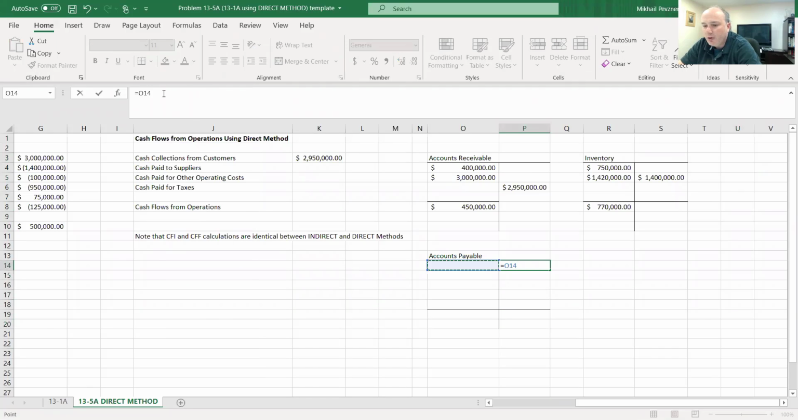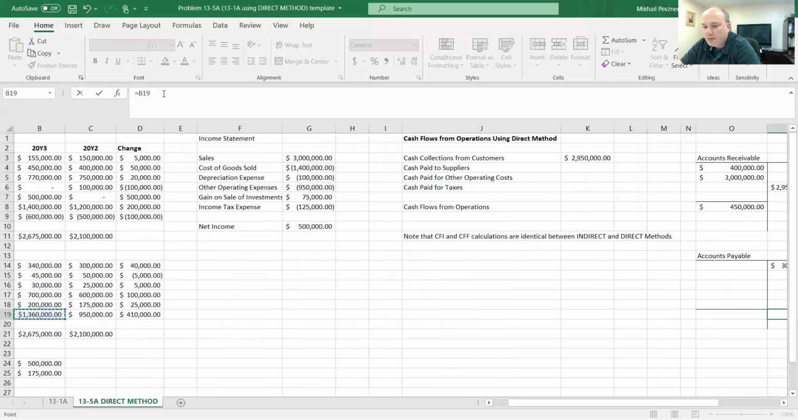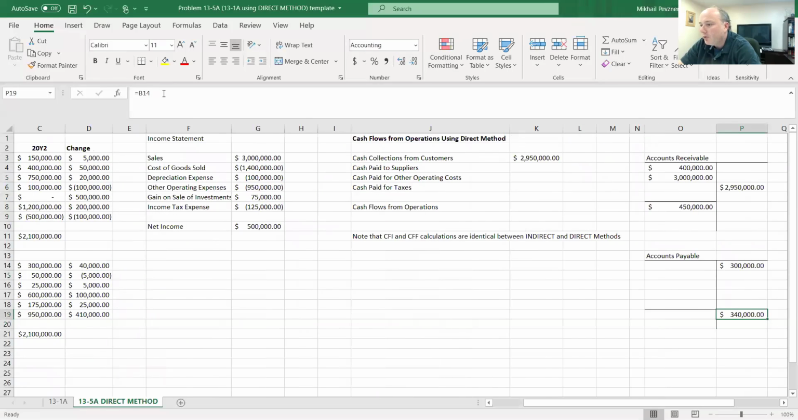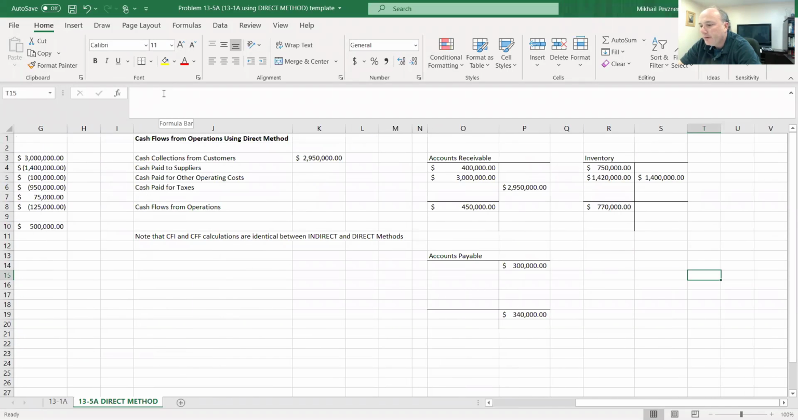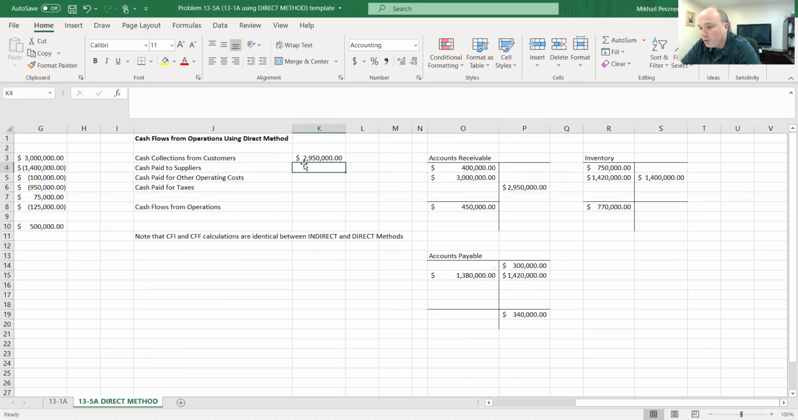Accounts payable beginning balance was, we know, 300. Ending balance was 340. I'm going to assume that this 1.4 million was entirely on account, right? And then the payment would be the debit here. What was that debit? Well, that was 300 plus 1.42 minus 340, this 1,380,000. So this is in fact cash paid to suppliers for the inventory. So I can put that as a minus here. Okay.